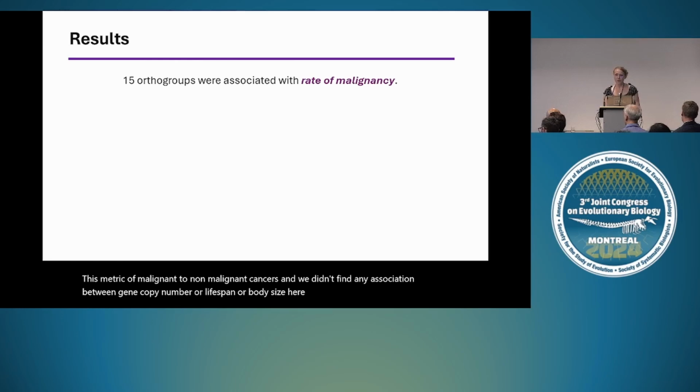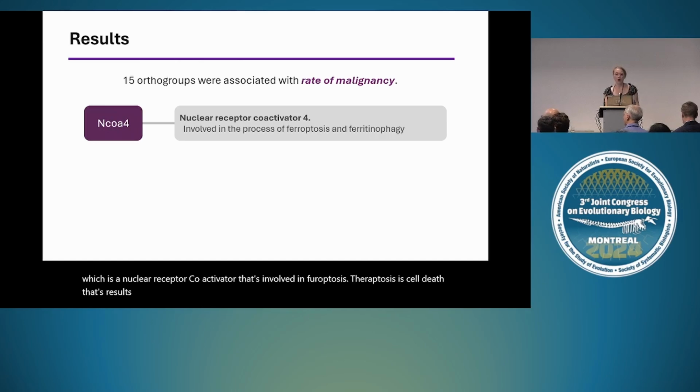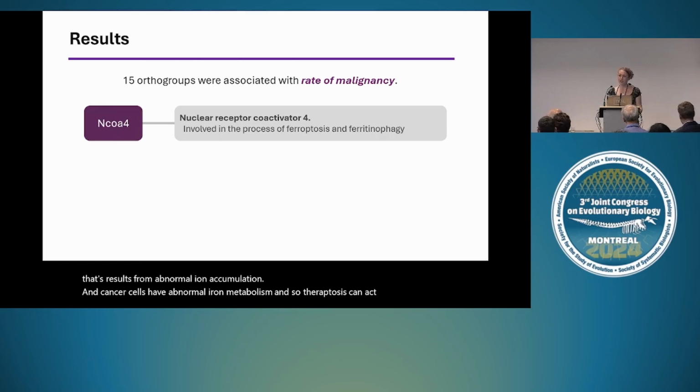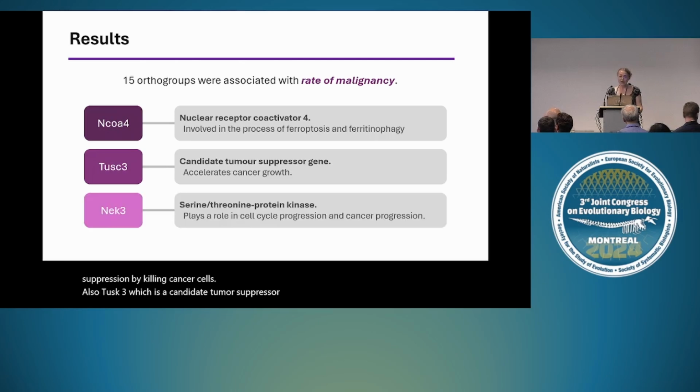I won't go through all 15 orthogroups because we'll be here all day. But some genes of interest to highlight are NCOA4, which is a nuclear receptor coactivator that's involved in ferroptosis. Ferroptosis is cell death that results from abnormal iron accumulation. Cancer cells have abnormal iron metabolism, and so ferroptosis can act as a type of tumour suppression by killing cancer cells. Also TUSC3, which is a candidate tumour suppressor gene, and NEC3, which plays a role in cell cycle progression and cancer progression.